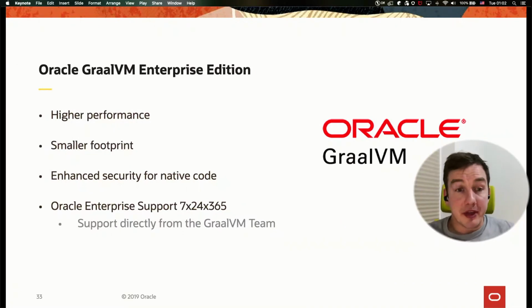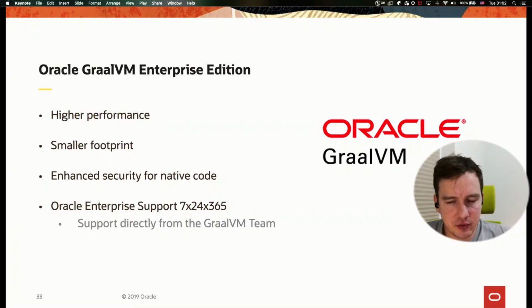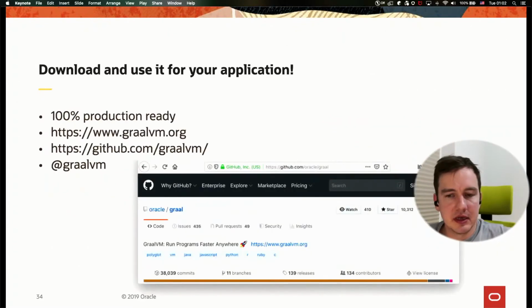There's an Oracle GraalVM Enterprise Edition, which is a product by Oracle, which you can use. It gives you even better performance. The compiler there is even smarter. It gives you enhanced security for native code. It gives you support from the GraalVM team, and it's really good. You can look into that.